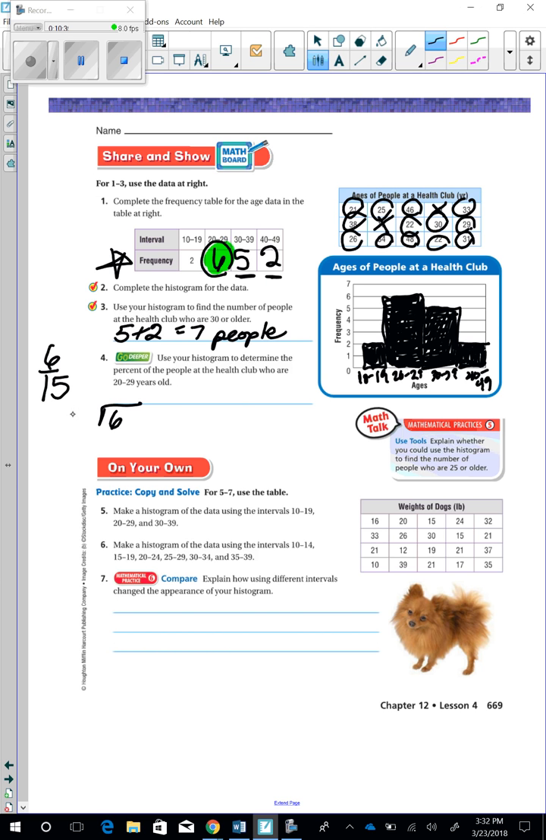So we're going to do 6 divided by 15, add a decimal and a 0. Okay? 15 goes into 60 4 times. 4 times 15 is 60. So we have 0.4. So 0.4, we know we move the decimal over twice, add a 0 and a percent sign. So 40% of the people are between the ages of 20 and 29. Okay? All right, now you may start on your own.